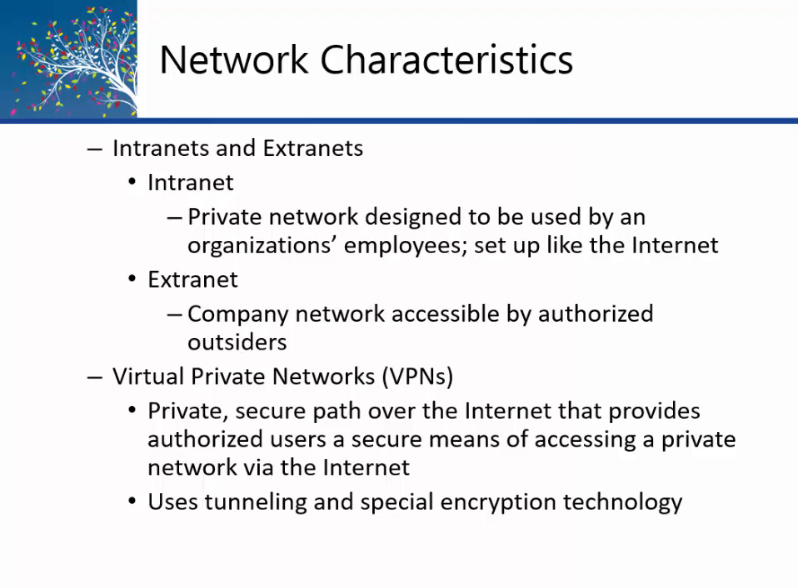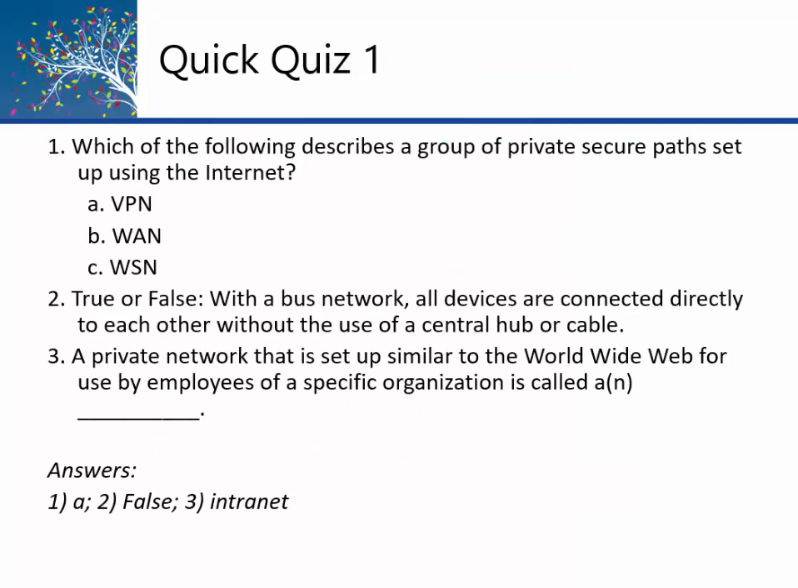Okay, which of the following describes a group of private secure paths set up using the internet? A VPN, A, so we just talked about. Question two, true or false? With a bus network, all the devices are connected directly to each other without the use of a central hub. That's false. With a bus network, everything is connected to the bus.